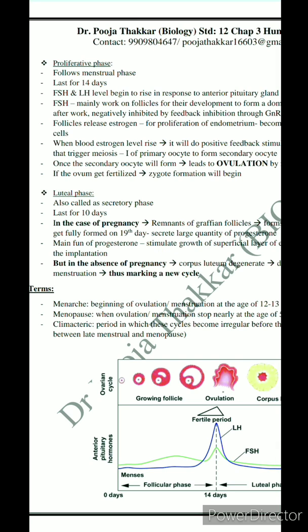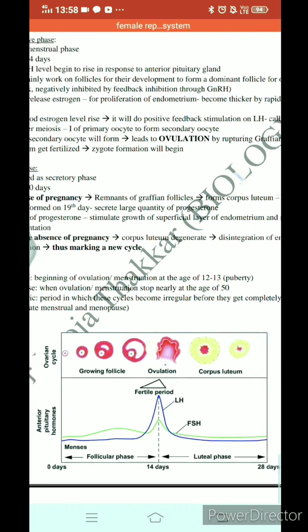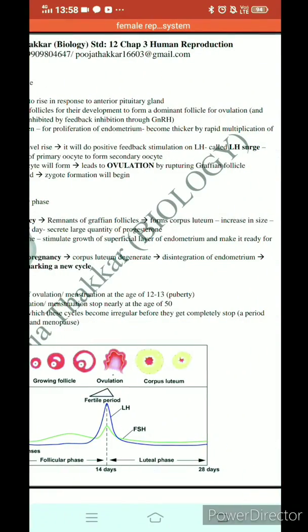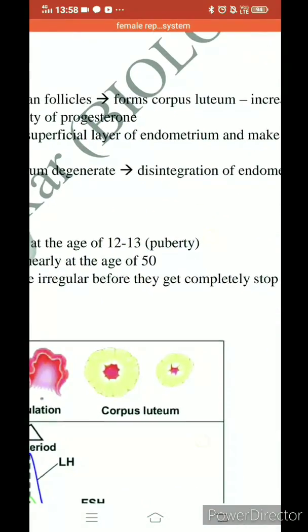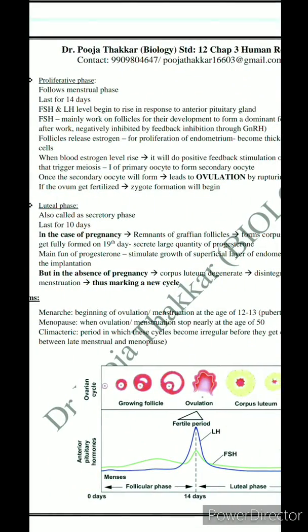The next phase will be considered the luteal phase. It is also considered the secretory phase. That will last for 10 days. In the luteal phase also, there will be two chances. In the case of pregnancy, the remnant of the Graafian follicle forms the corpus luteum, which will increase in size and secrete progesterone continuously to sustain the pregnancy. The corpus luteum gets fully formed on the 19th day, and it will secrete the largest quantity of progesterone.